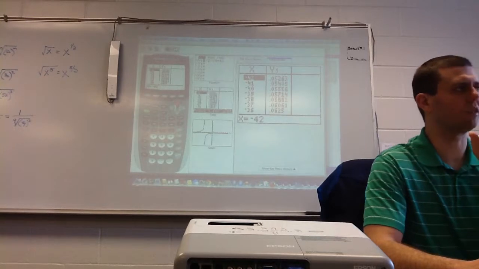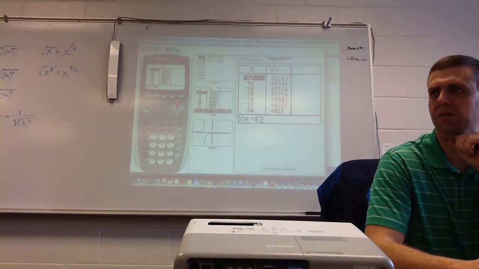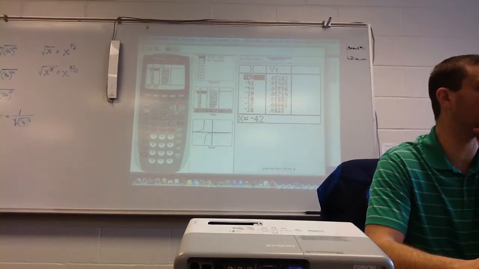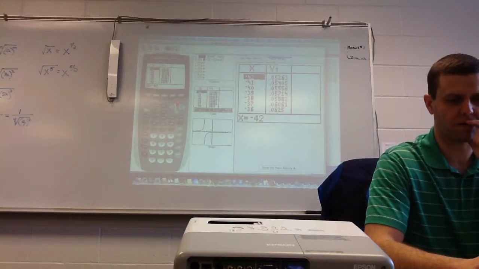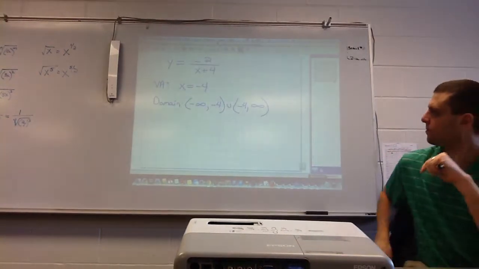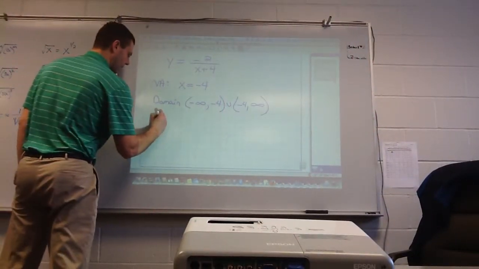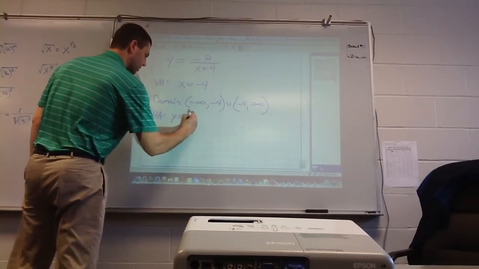So that means at y equals 0, I have a horizontal asymptote. The graph will get really close to y equals 0, but never touch it. Okay? So I have a horizontal asymptote at y equals 0.